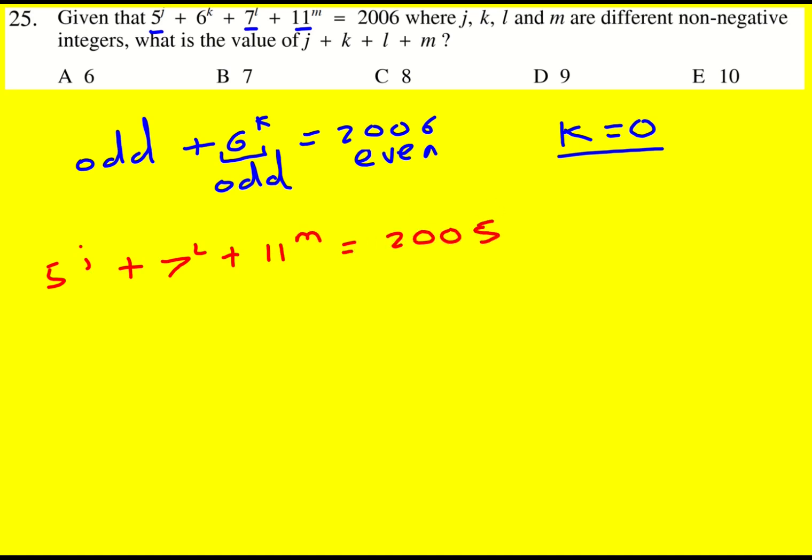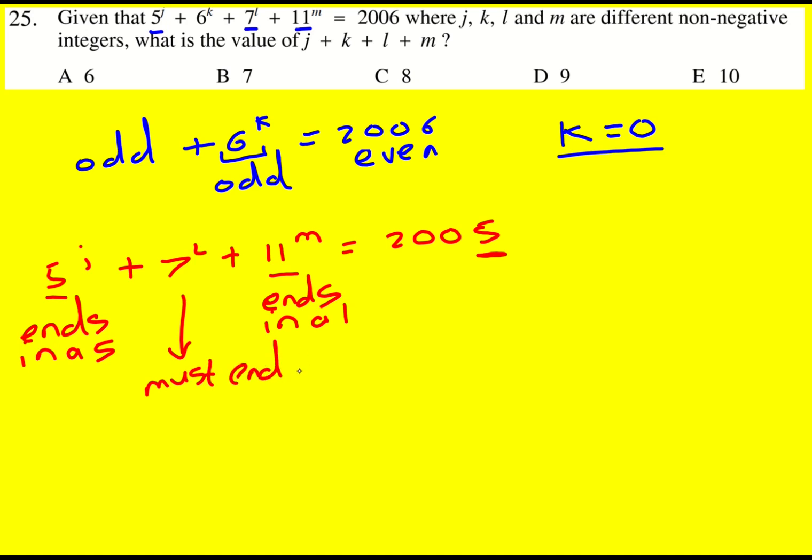Right, now it's really good to look at 5 and 11 because when we raise them to different powers, 5 to the power of anything ends in a 5. And 11 to the power of anything ends in a 1. So we've got a contribution of 6 from here. So to end up with a 5 here, this must end in a 9. And so we can just investigate the powers of 7 that end in a 9.